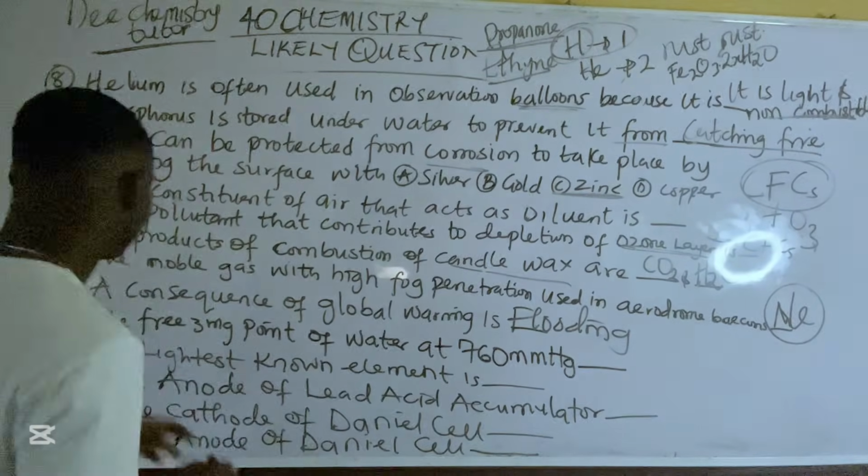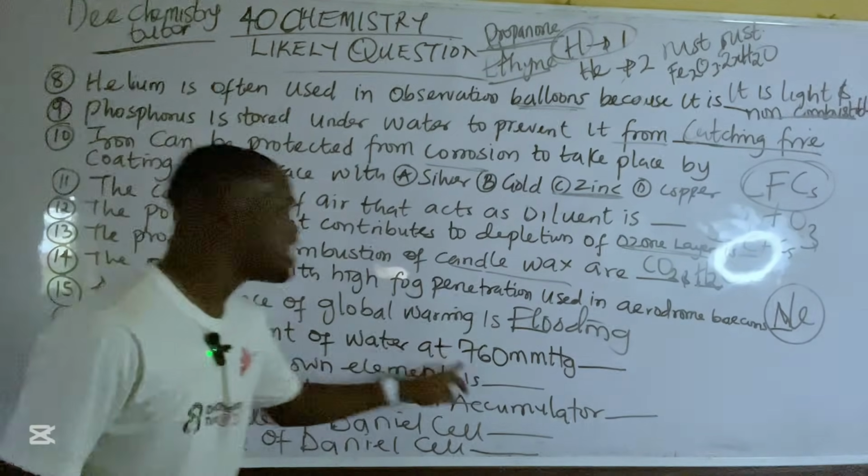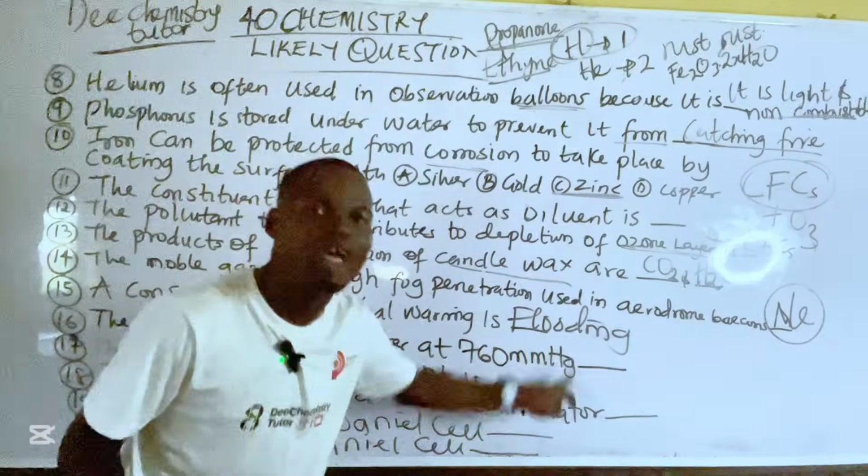Okay, flooding. The freezing point of water at 760 millimeter of mercury is dash.